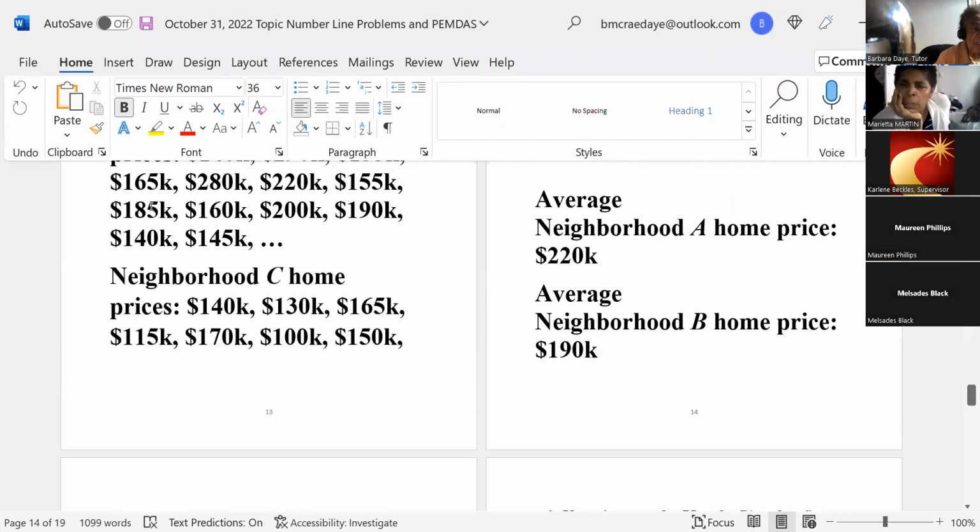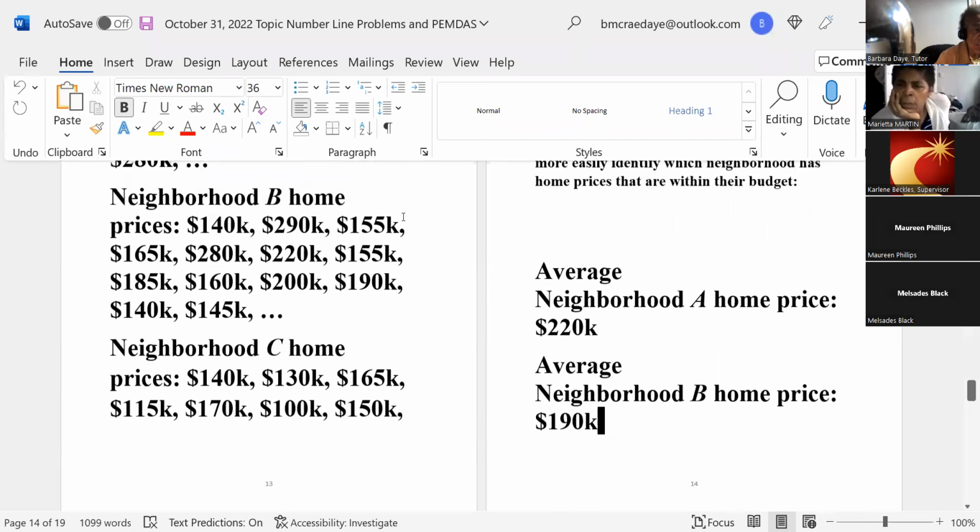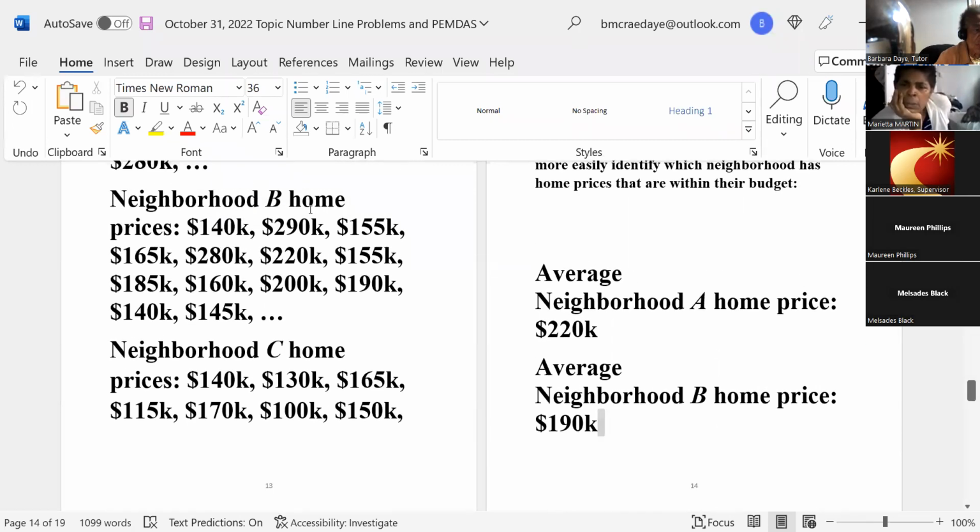To get the mean or average, you just add up, let's just take B: 140 plus 290 plus 155 plus 165 plus 280 plus 220 plus 155 plus 185 plus 160 plus 200 plus 190 plus 140 plus 145. That gives you a total, right? Now, how many of these do you see? You have 3, you have 4, 4, that's 8, 3 is 11, 2 is 13. Then you divide the total by 13. That would give you the mean or the average.